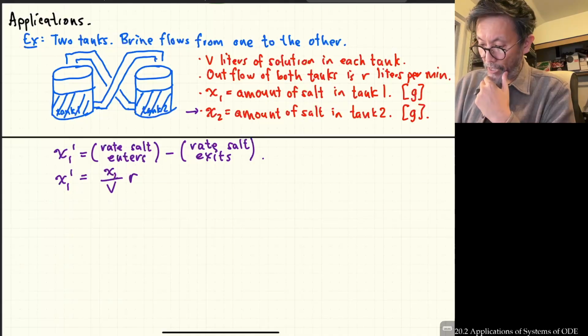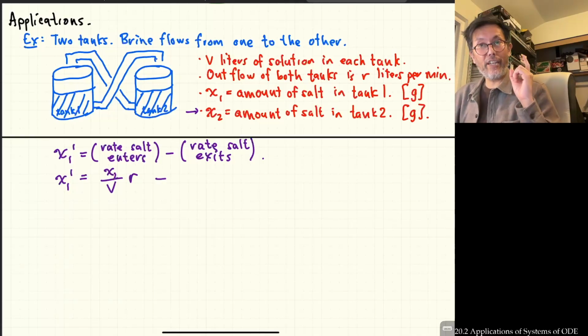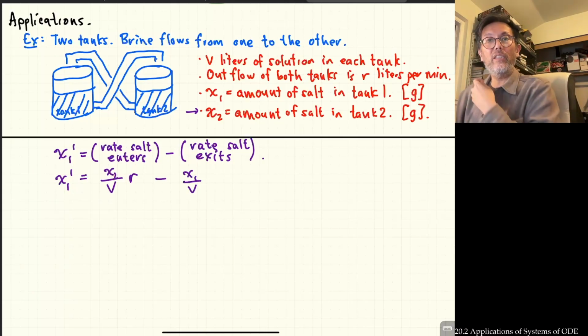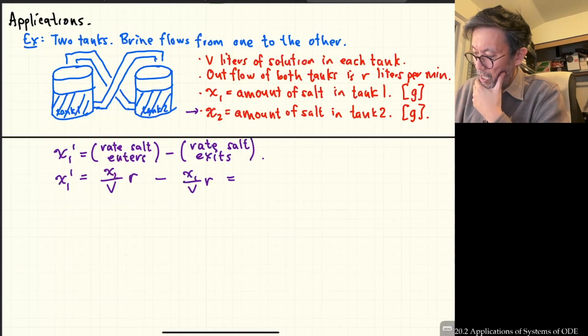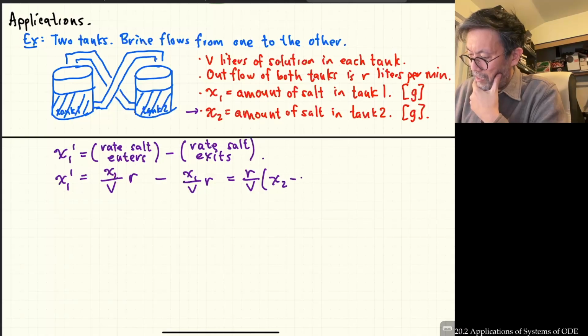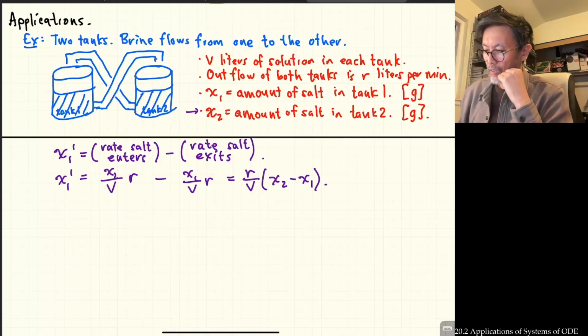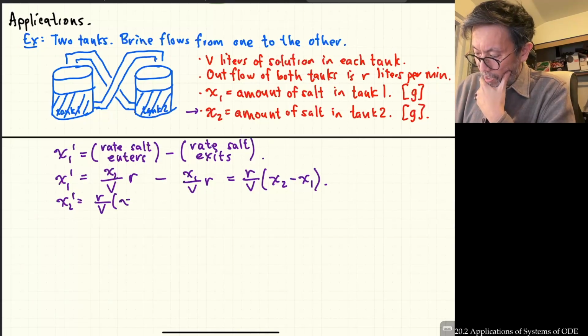Then we're going to measure the rate at which salt is exiting. We want to know the concentration of solution in tank 1. That's x1 over V, multiplied by the rate at which solution is leaving tank 1, and that's R. If we simplify this, it becomes R over V times x2 minus x1. That's x1 prime. Similarly, x2 prime will end up being R over V times x1 minus x2.